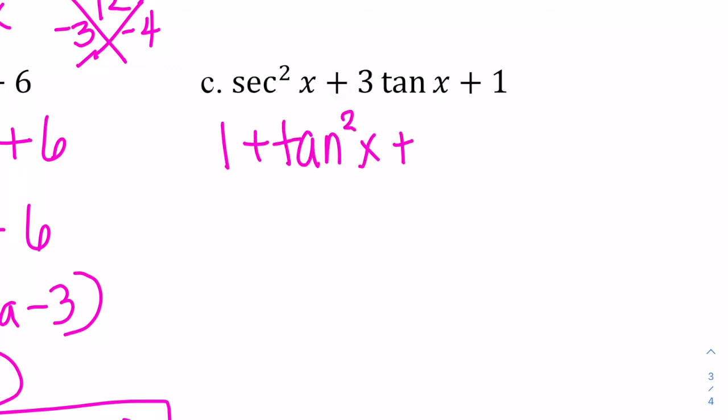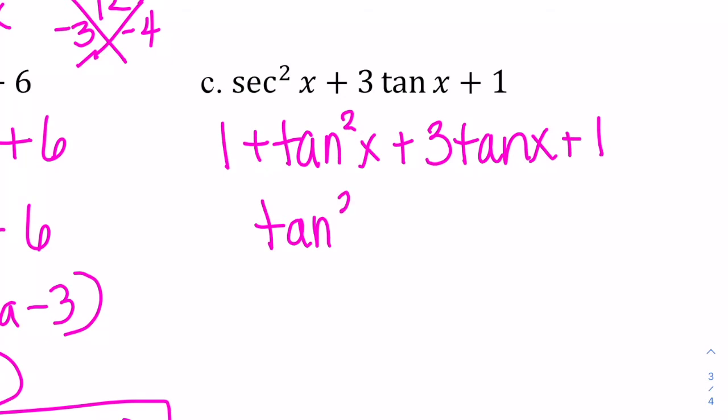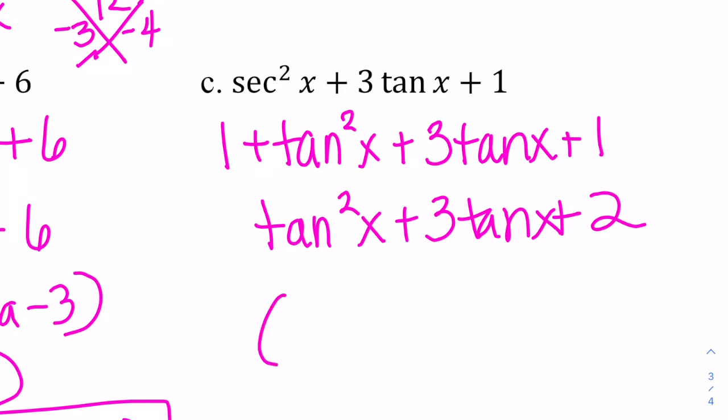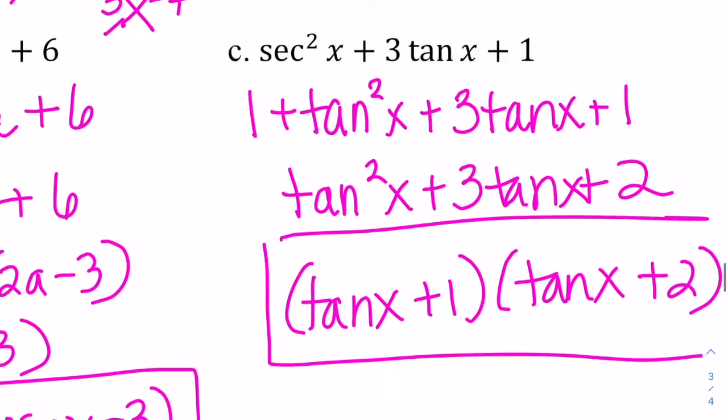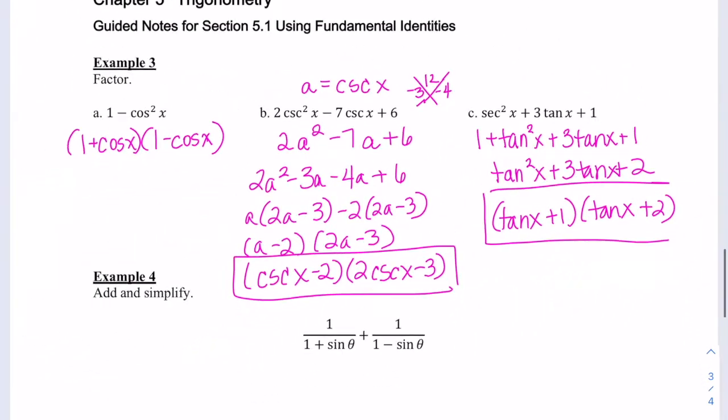So if I substitute that in for secant squared, I can easily rewrite this. So we have tangent squared plus 3 times tangent plus 2. And that's an easy factoring. That's just going to be x plus 1, x plus 2. So this is going to be tangent of x plus 1, tangent of x plus 2. I wrote 1 plus 2. All right, so whenever possible, you can use your algebraic skills there.